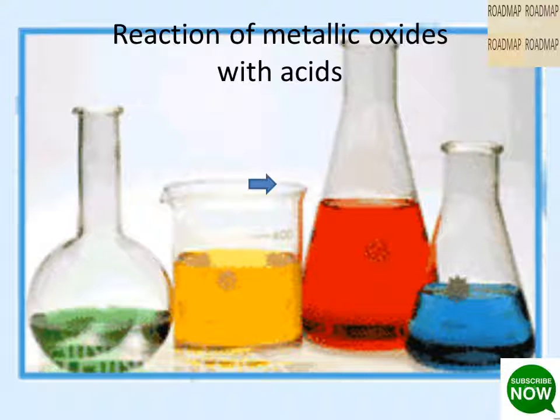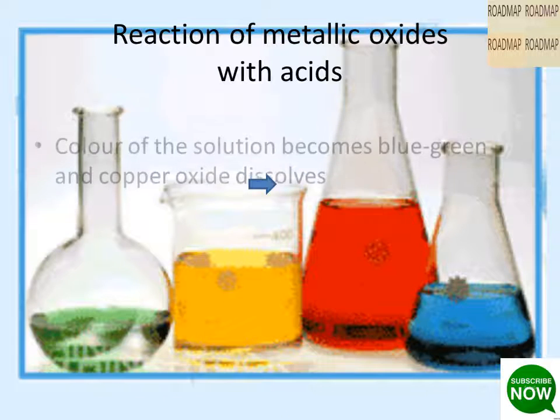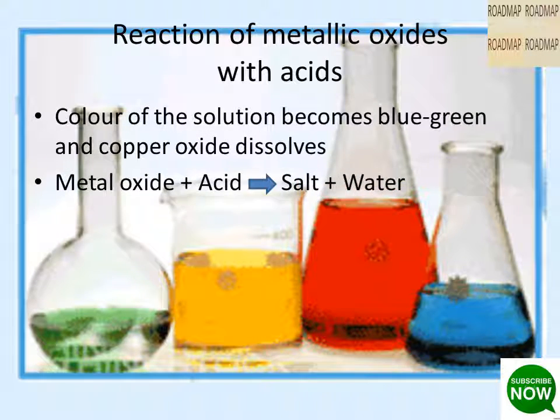Now, reaction of metallic oxides with acids. Consider the activity where you take a small amount of copper oxide in a beaker and add dilute hydrochloric acid slowly while stirring. Note the color of the solution. What has happened to the copper oxide? You will notice that the color of the solution becomes blue-green and the copper oxide dissolves. The blue-green color of the solution is due to the formation of copper chloride in the reaction. The reaction is given as metal oxide plus acid gives salt plus water.